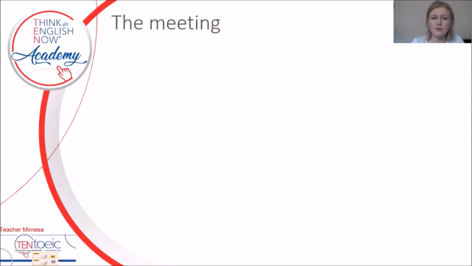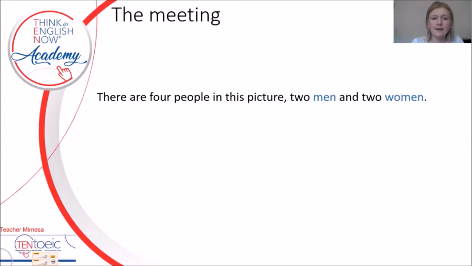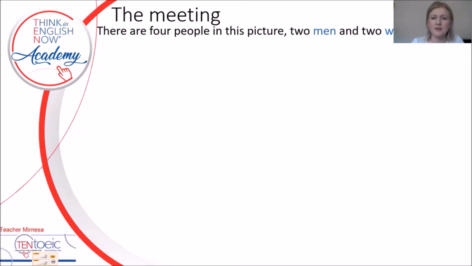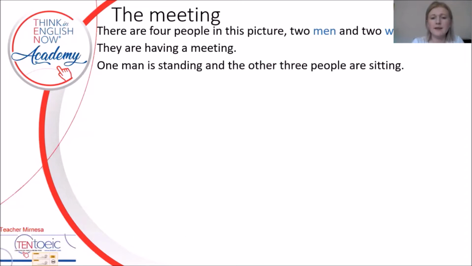Now, let's talk about our first picture, the meeting. We can start by saying there are 4 people in this picture, 2 men and 2 women. They're having a meeting. 1 man is standing and the other 3 people are sitting.